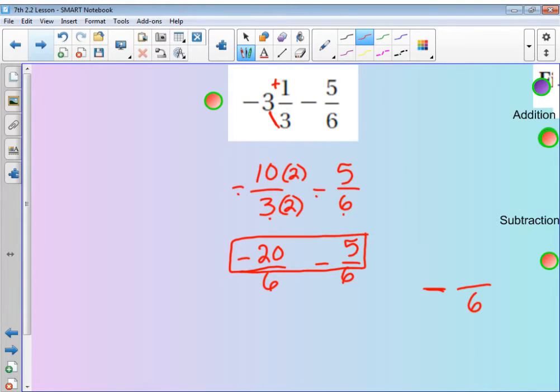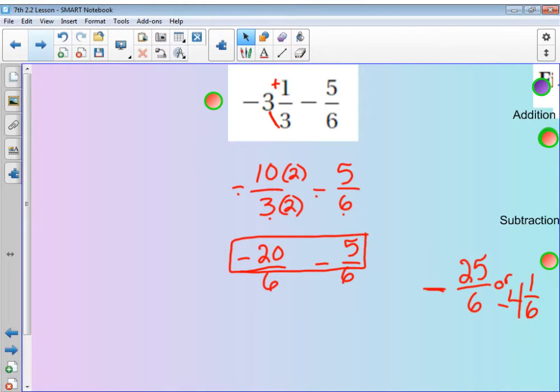And now a negative and a negative, those are the same symbol, so I'm going to find the sum. 20 and 5 is 25. So I get negative 25/6, or that would change into negative 4, which would put me at 24. I need one more to get to 25 over 6. So it's either negative 25/6 or negative 4 and 1/6.